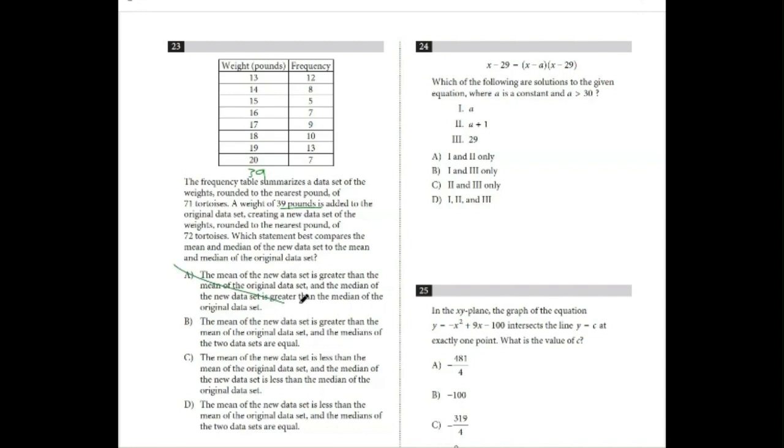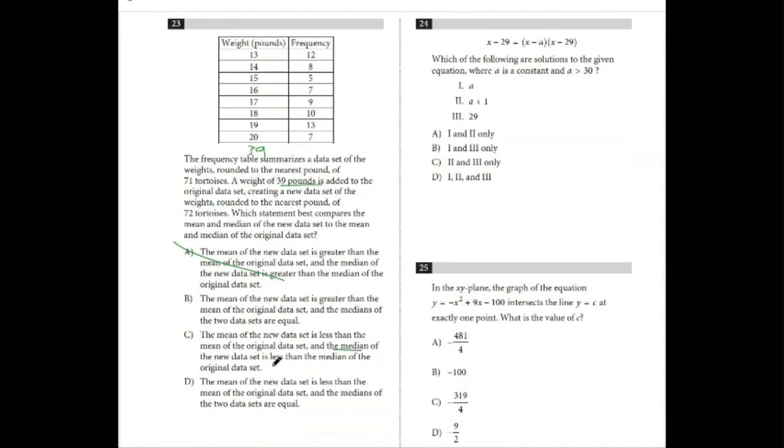So immediately A is wrong, because A says the median of the new data set is greater than the median of the original set. That's wrong. Now we have an option between B and D. Since we added a large value to the end, this will definitely affect the mean. So obviously the mean of the new data set is going to be greater. Answer choice B has a correct statement.